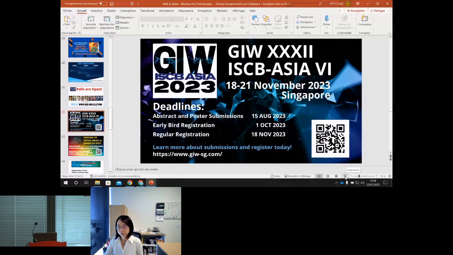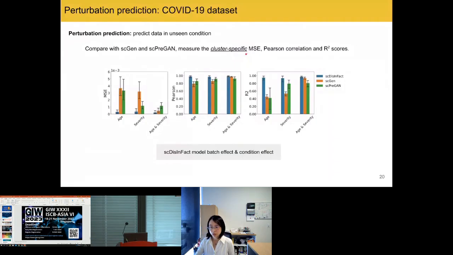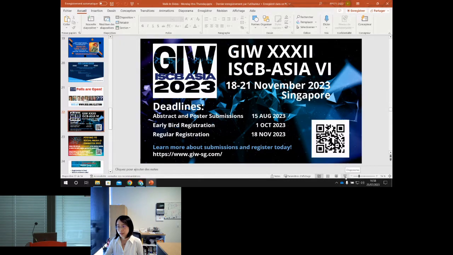Then we evaluate the prediction results by commonly used metrics like cluster-specific MSE, Pearson correlation, and R-squared scores, and then compared the scores with existing methods for perturbation prediction, and we observe that we have the highest score. This is mostly because we have considered both batch effect and condition effect in our model.